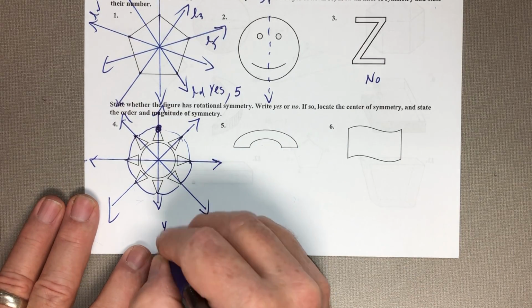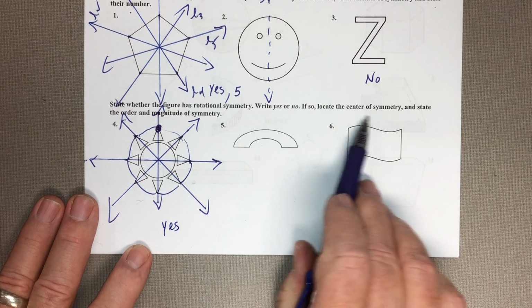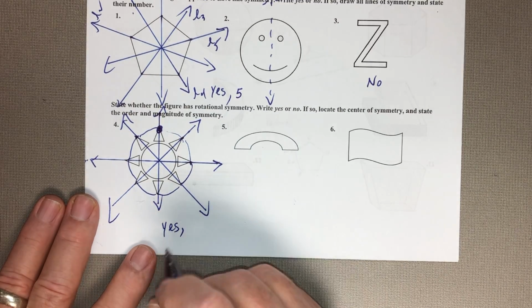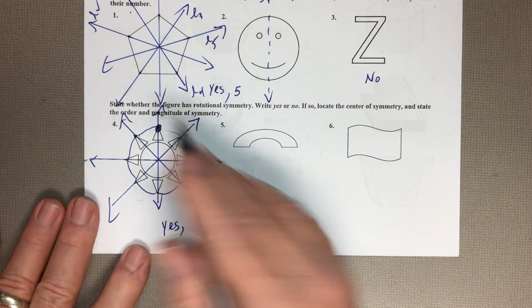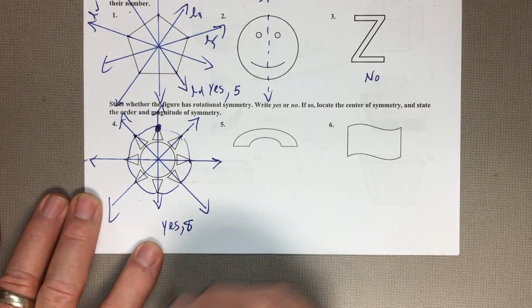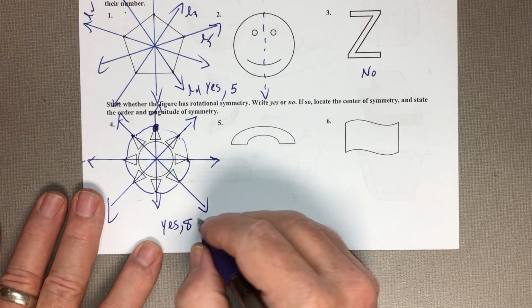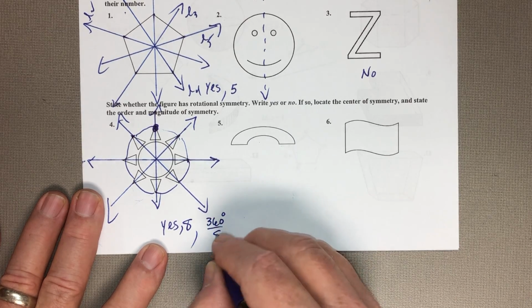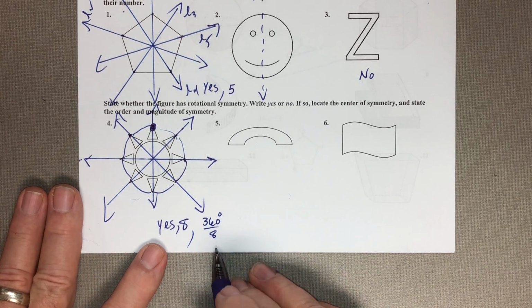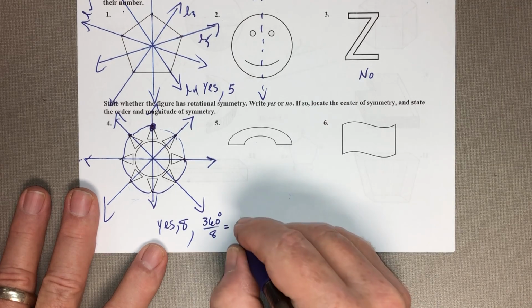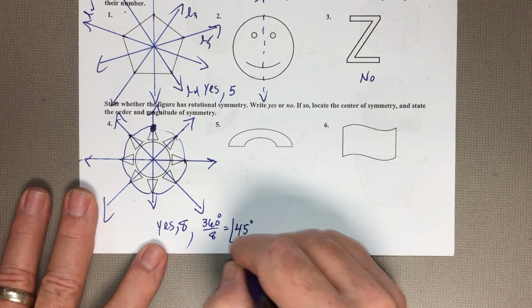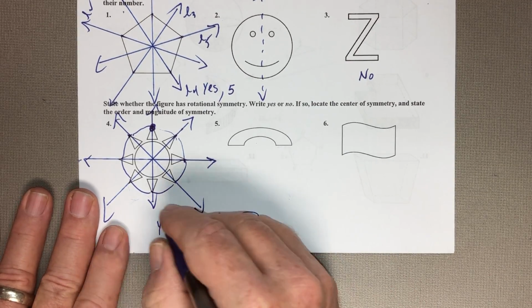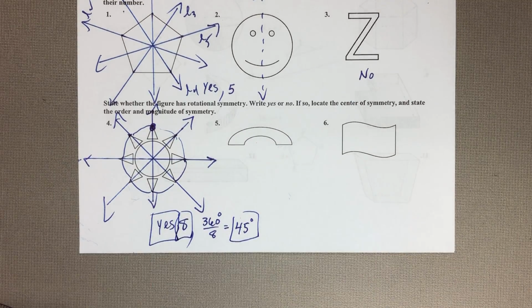So the answer here is yes, it has rotational symmetry, okay? And it wants to know the order. The order is 8. Then it wants the magnitude. Well, you find the magnitude by taking 360 degrees and dividing that by 8. And 360 degrees divided by 8 is 45 degrees. So here are all 3 answers for that question. All right, let's look at the next one.